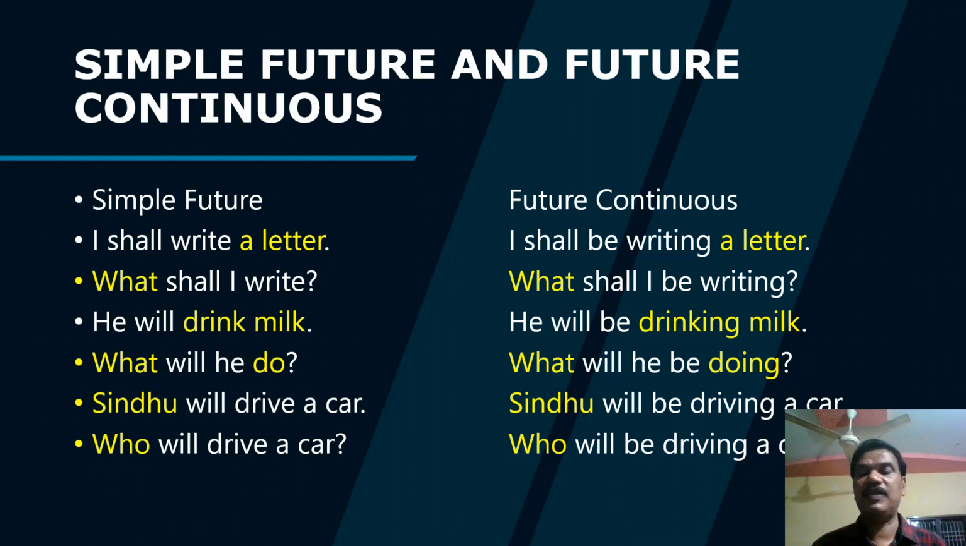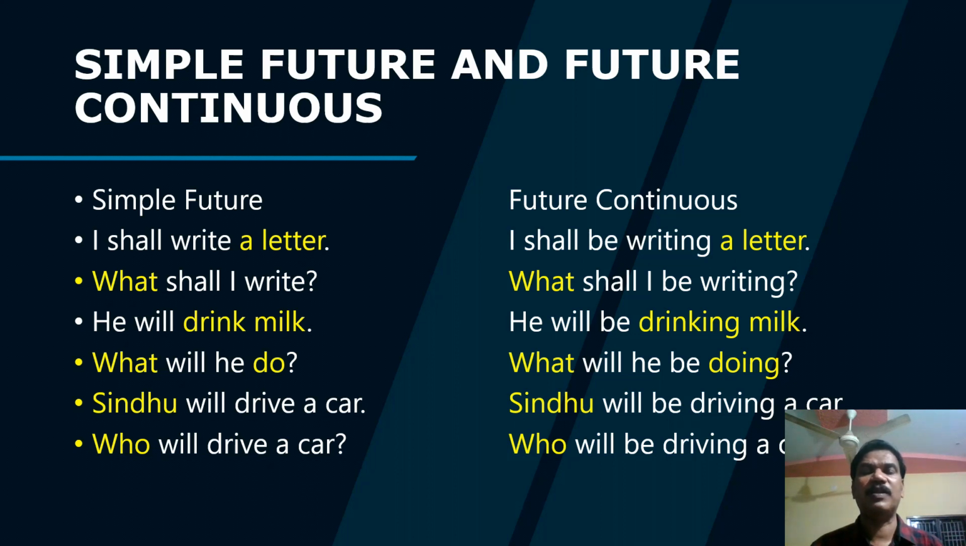Simple future. Future continuous. I shall write a letter. Most of the time I told you, except simple present and simple past, all remaining tenses are ready with a helping verb and main verb. When you want to change it into negatives or a question or WH questions, your work will be easy. See, a letter is the object. So what? As per our questioning rule, vice versa, we change. As per the questioning rule, we change the order of the words.